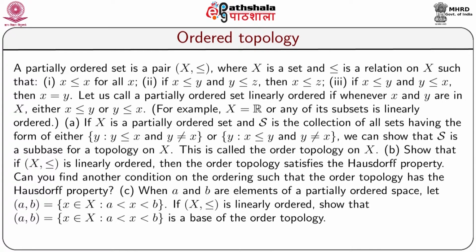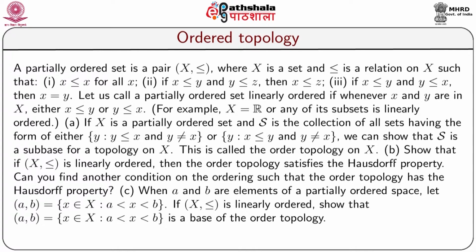and with this relation a set X is called a partially ordered set. A partially ordered set will be called linearly ordered if any two elements are related. That means, given any two elements x and y in X, either x ≤ y or y ≤ x. For example, R is a linearly ordered set, Z is a linearly ordered set, Q is a linearly ordered set. All these are under the usual ordering relation of R.